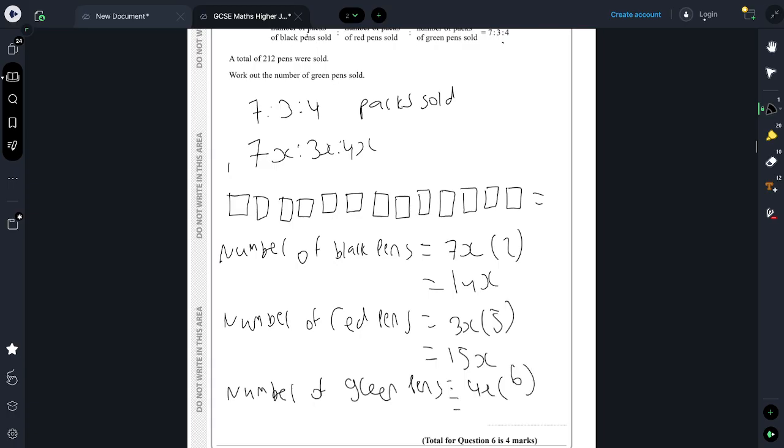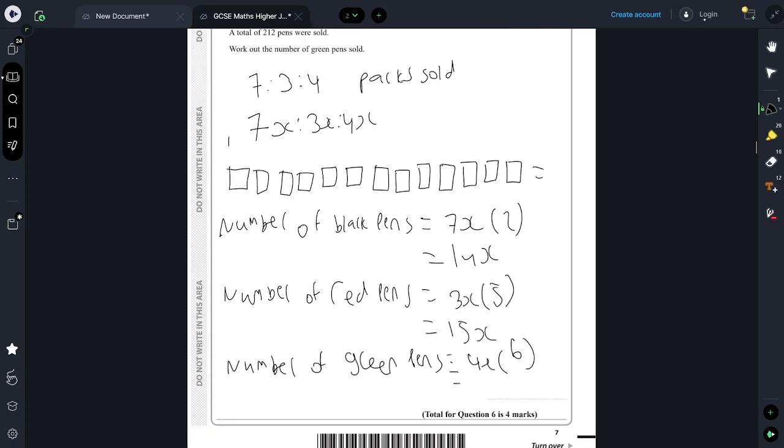So the number of green pens is going to be, let me move it over here away from the box, well, 6 times 4 is 24. And so these are now the number of pens of each colour. We're told the number of all the pens is 212, and that's just going to be these all added together. And then we just do some simplifying. 24, 39, 53.